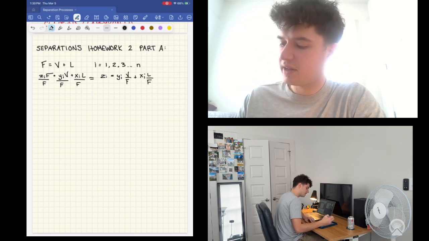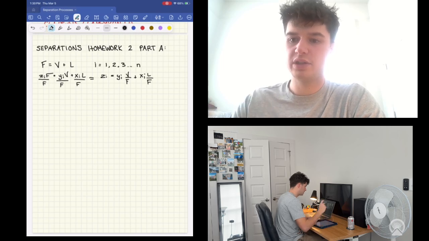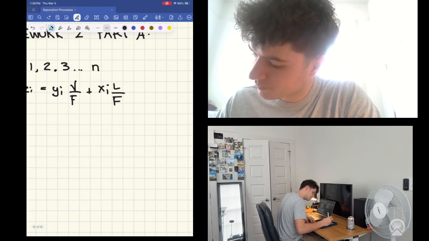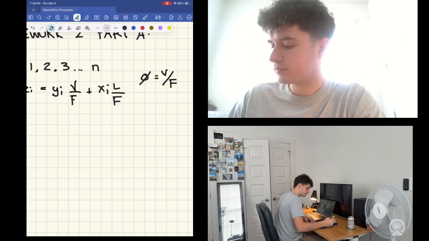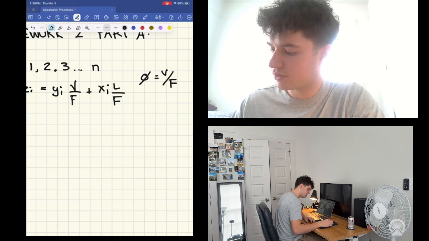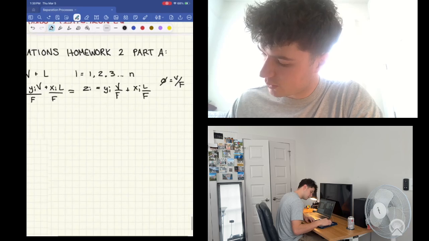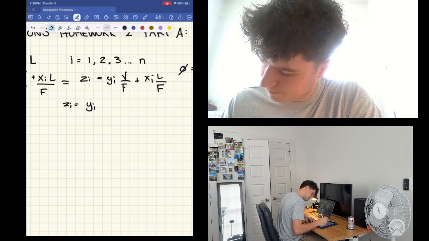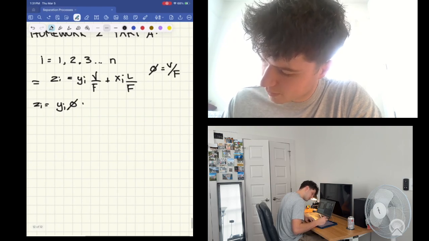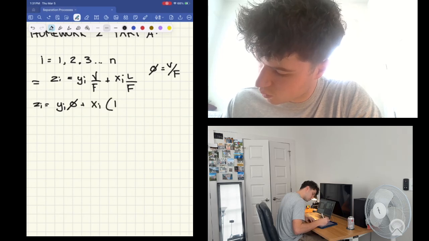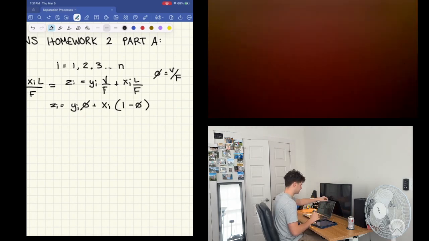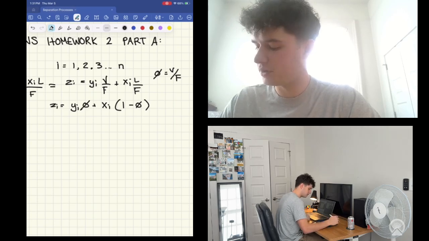Now, this may look even a little more complicated than the last equation, but it's not, because we're able to make a variable of our vapor fraction, which is going to be phi equals that. And then the liquid fraction is whatever is left over from the vapor. So we're able to rewrite this as z_i equals y_i times our phi variable plus x_i times 1 minus phi. And again, that's because whatever is left over from the vapor is going to be in the liquid.